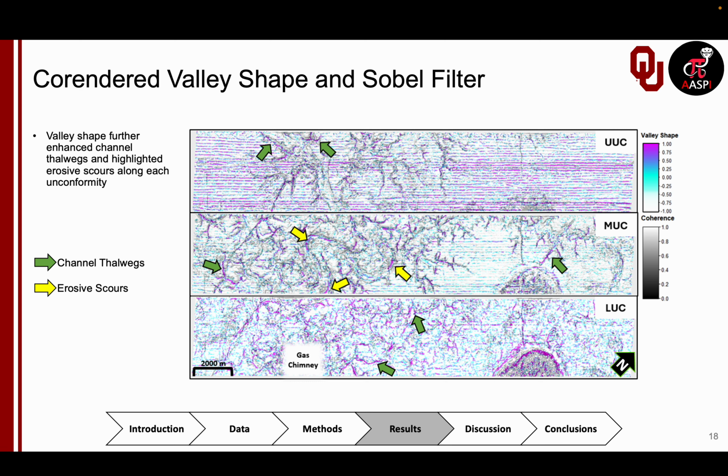The final attribute that we ran is valley shape, which is yet again another geometric attribute. And this is co-rendered with Sobel filter again. And we can see this one really enhances that acquisition footprint. However, it also really enhances channel thalwegs, specifically along the upper and middle unconformities, as indicated by these green arrows. And then along the middle unconformity, where we have this nice meandering channel, we can see that this attribute is highlighting erosive scours on the outside of these meanders, shown by these yellow arrows.